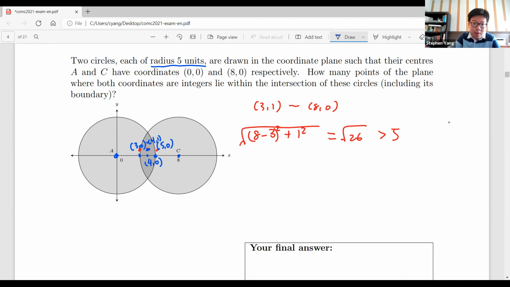Okay, so then we have two more points going up from here. Eventually you get to (4, 3), and at (4, 3), you have distance to one of the centers exactly 5, because the square root of 4 squared plus 3 squared is 5. So we know that if you go up, then there's another 3 points. And now if you go down, there are also 3 points. So in total, we'll have 3 right here on the x-axis, 3 above the x-axis and 3 below the x-axis. So in total, we'll have 9 points that lie within the intersection of these circles.